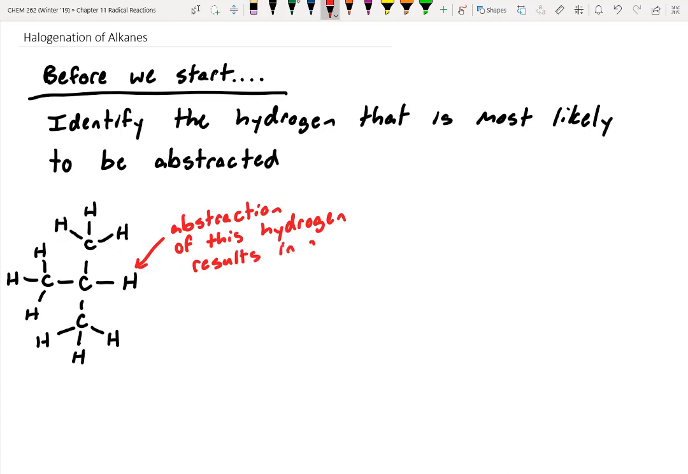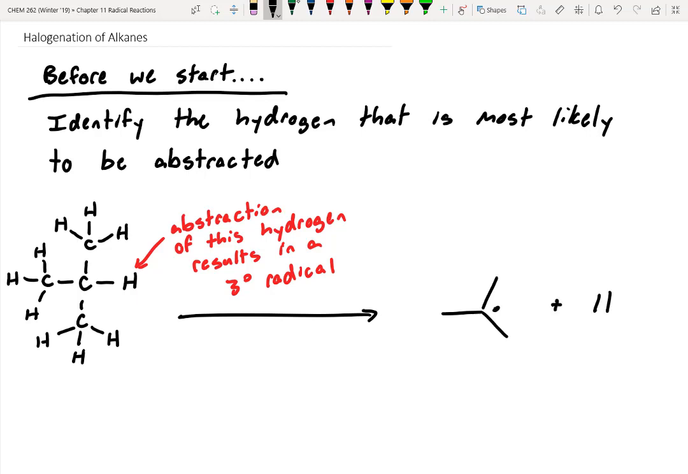Abstracting a proton from the central carbon results in a tertiary radical. If we were to abstract one of the protons coming off of one of the methyl groups, we'd have a primary radical. Those are a lot less stable, right? So that's the first thing I always do when I'm looking at a radical reaction: I identify the hydrogen that's most likely to be abstracted. For example, we could show this reaction arrow and say that when this reaction occurs, it's very likely that we're going to end up with this radical, which is tertiary, plus our hydrogen radical.